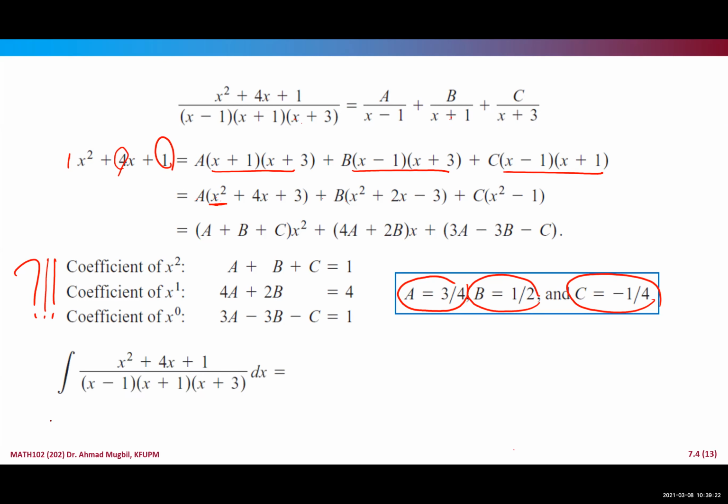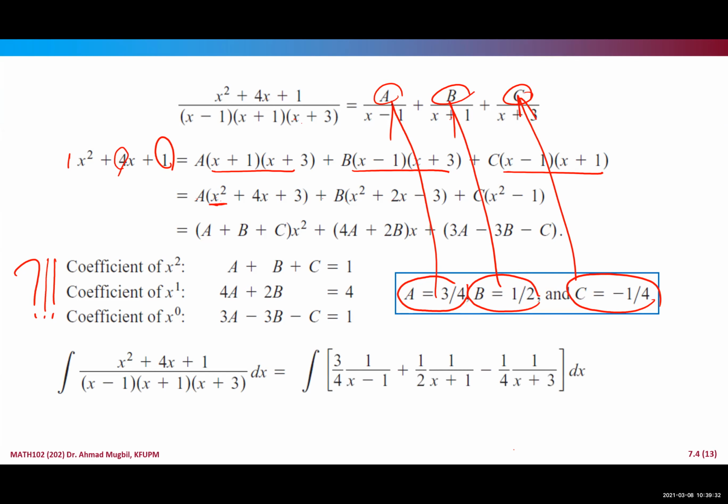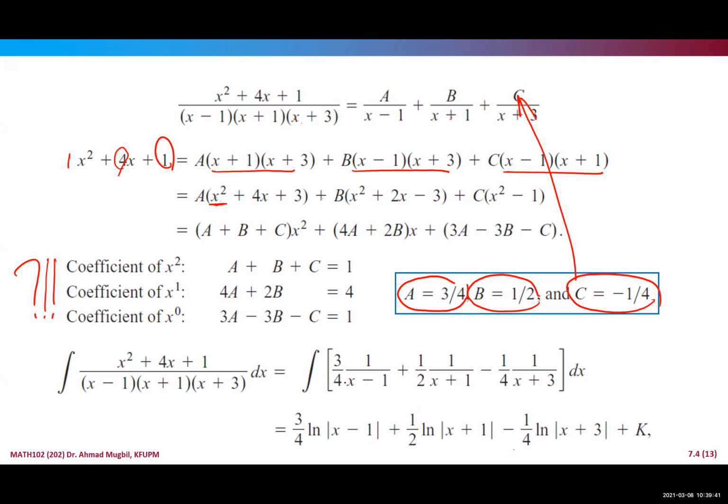So now, ya Shabab, I did find A, B, and C. What I will do is just substitute here. So this integral will be equal to the integral of a half over x minus 1, plus a fourth over x plus 1, negative a fourth over x plus 3. Now this integral is easy, it will be 3 over 4 ln the absolute value of x minus 1, the absolute value of x plus 3, plus K. Do you notice something here? We changed the constant of the integral.